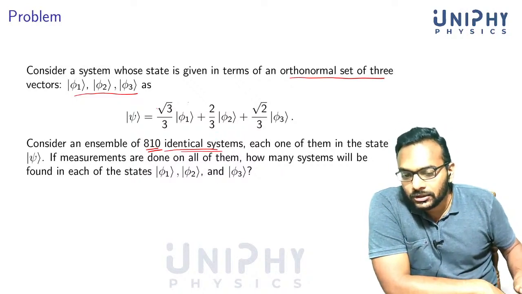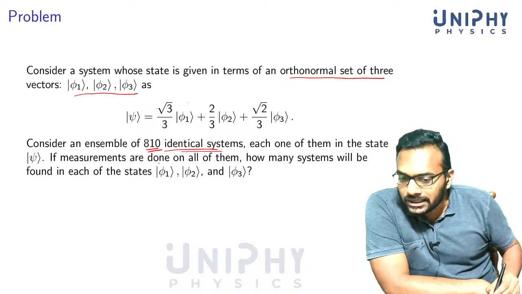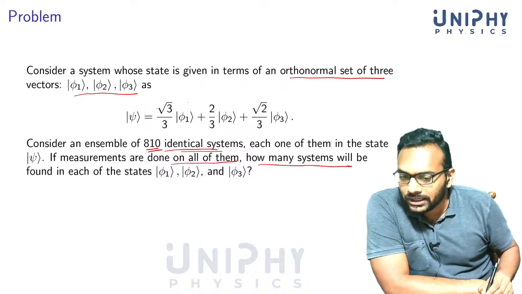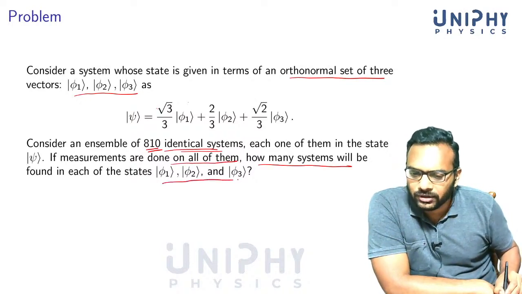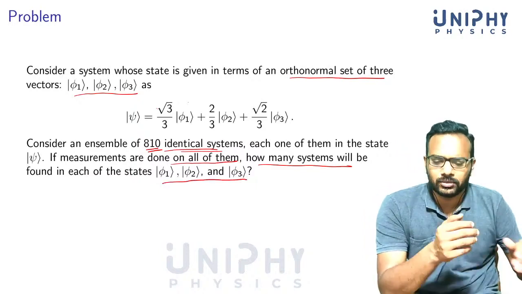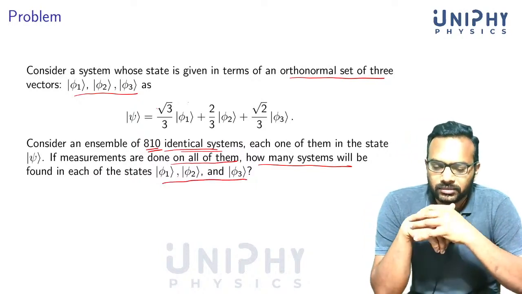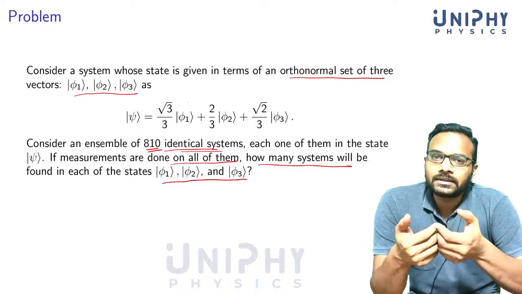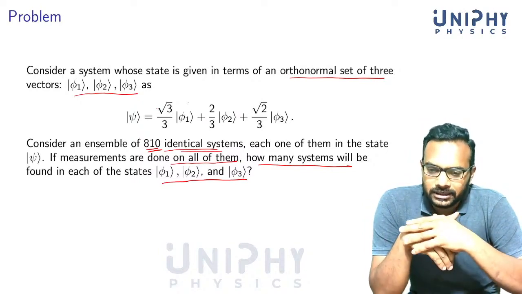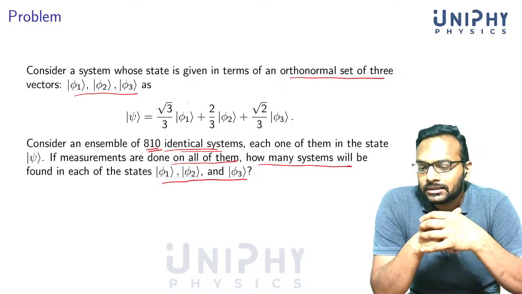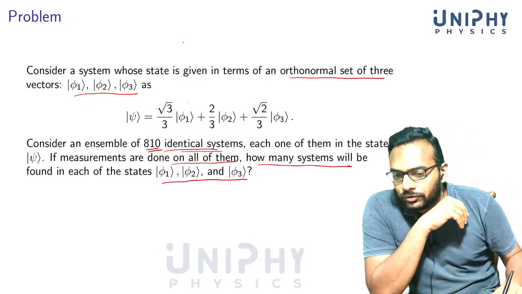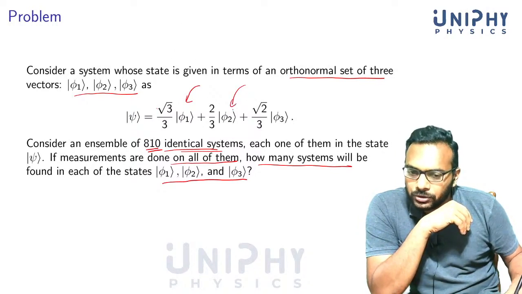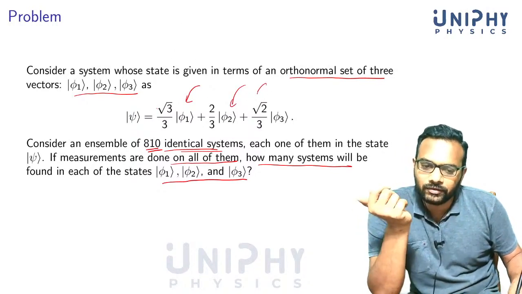Now each one of them is in the state psi. If measurements are done on all of them, how many systems will be found in each of the states phi1, phi2 and phi3? This problem I took from one of the textbooks in quantum mechanics. Now the question is this: we know that the state of the system changes after the measurements. So we know that the state of the system would change to phi1 if we measure the corresponding eigenvalue. It goes to phi2 if you measure the corresponding eigenvalue, and phi3.